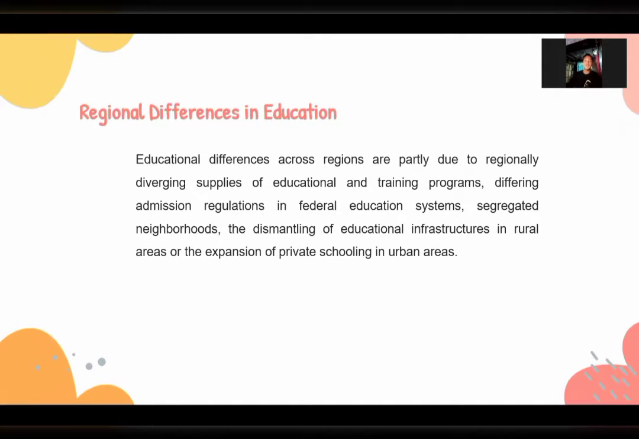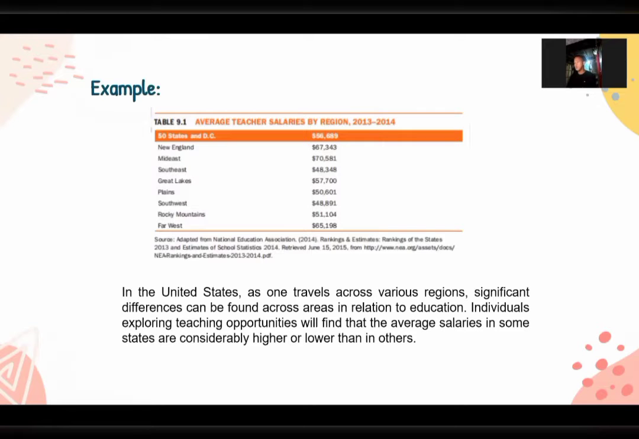So regional differences in education across regions are partly due to regionally diverging supplies of educational training and programs, differing admissions regulation in the federal education system, segregated neighborhoods, the dismantling of educational infrastructures in rural areas, or the expansion of private schooling in urban areas. So let's have here an example.